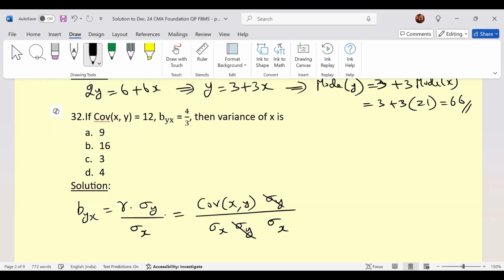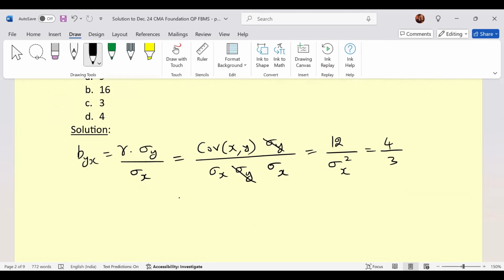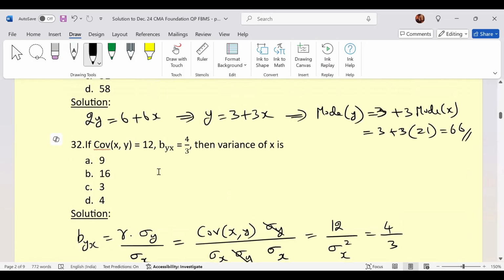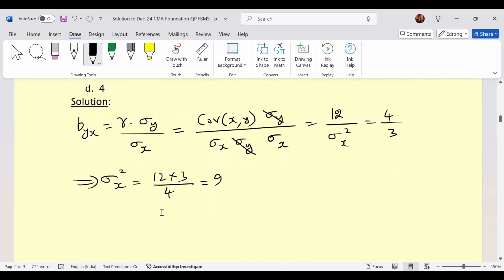This sigma y gets cancelled. Covariance is known to be 12 divided by sigma x square. This byx is already given as 4 by 3, which means our sigma x square will be 12 into 3 divided by 4. That becomes 9. So our question is to find out the variance. So variance of x is 9. Let us move on to the next question.